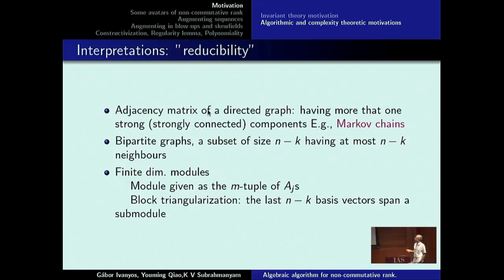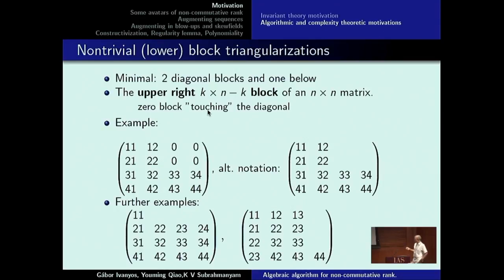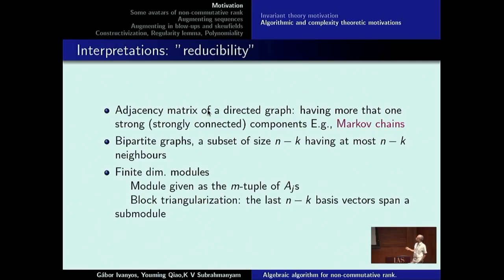When one is given modules, if I think of A1, A2, ..., AM as the generating set of a module, then a simultaneous block triangularization corresponds to the existence of a submodule inside that module. That is a natural algorithmic question, and one is interested in solving these things. In that case, it turns out that the span of the last n minus k basis vectors is spanned by the given generators, and they actually span a module.